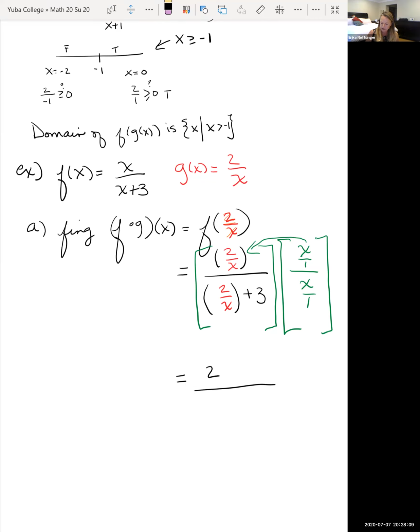And so we have to distribute this to each piece in the denominator. So 2 over x times x, the x's cancel, you're just left with a 2, plus, well, there's no x or anything in the denominator here, so it's just 3 times x, 3x. So this is f of g of x.